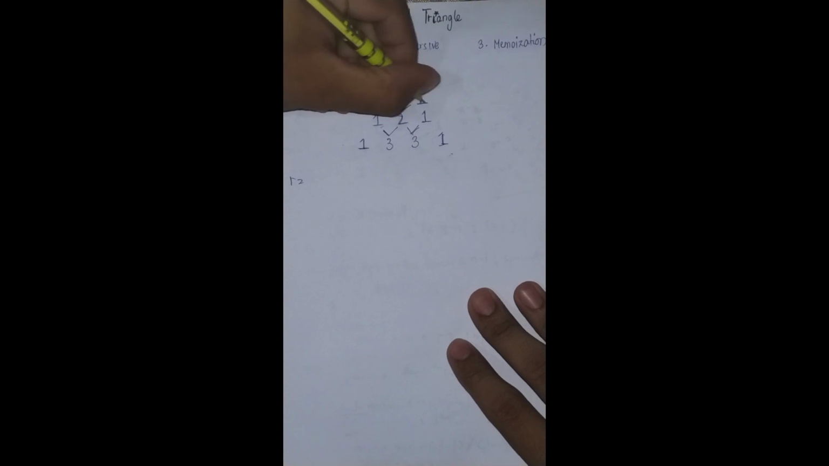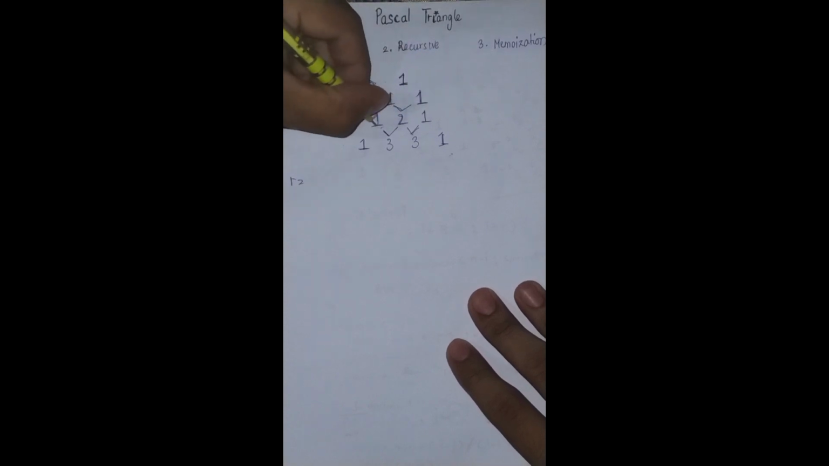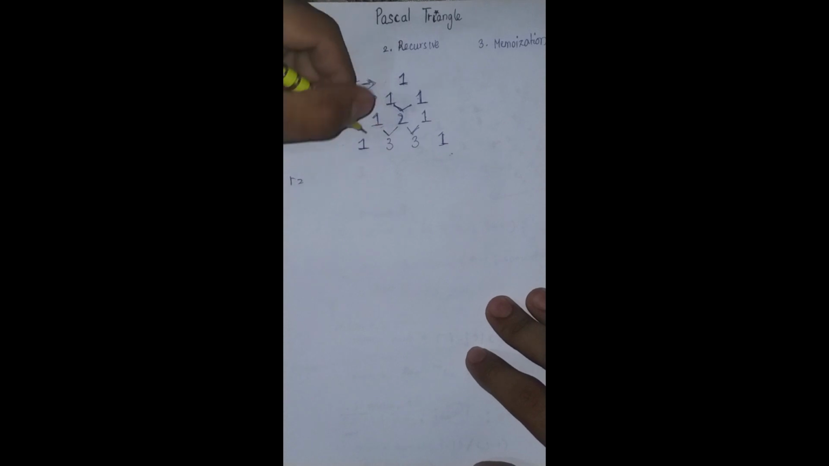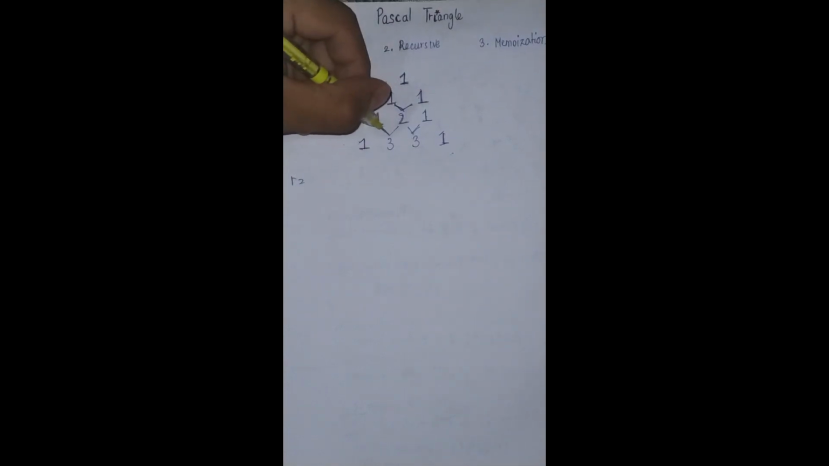So the first row will obviously be 1, and the second row will start with 1 and end with 1, and then the third row also starts with 1. But what about the middle elements? The middle elements will be the sum of these two, 1 plus 1 is 2, and it will end with 1, as I said. And in the fourth row it will start with 1, and the middle elements will be 1 plus 2 is 3, 2 plus 1 is 3, and end with 1. Okay, we will start with the rows.